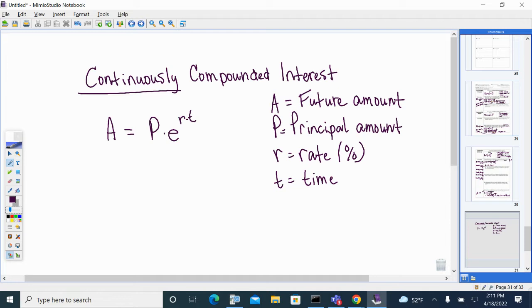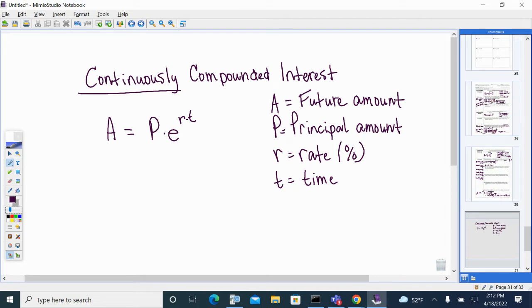And you'll hear me call this PERT. P e raised to the RT. So the future amount, A is the future amount, P is the principal amount, R is still your rate or your percent, and T is your time. But the key word would be continuously compounded.